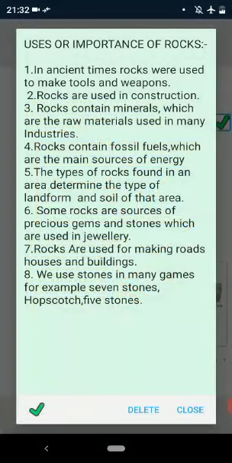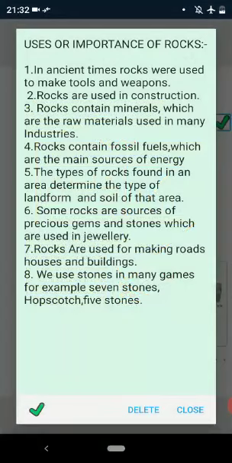In ancient times, rocks were used to make tools and weapons. And in today's time, rocks are even used in construction of houses and buildings. Rocks contain minerals, which are the raw materials used in many industries. Rocks contain fossil fuels, which are the main sources of energy. The types of rocks found in an area determine the type of landform and soil of that area. Some rocks are sources of precious gems and stones, which are used in jewelry.